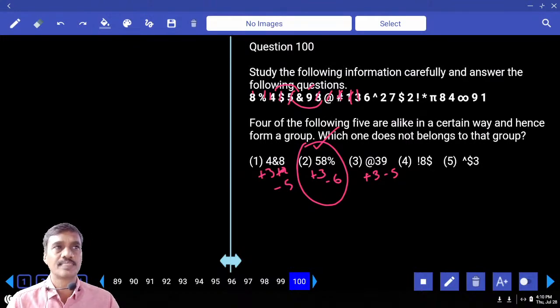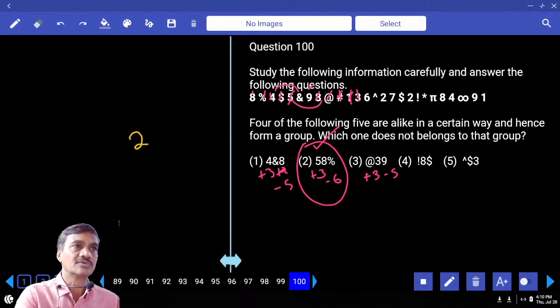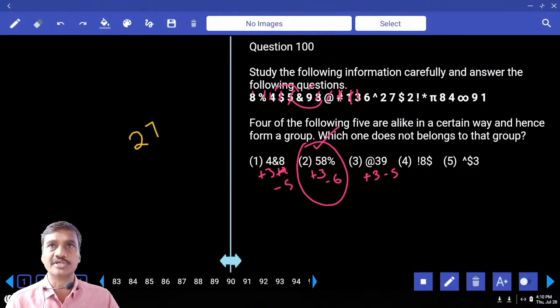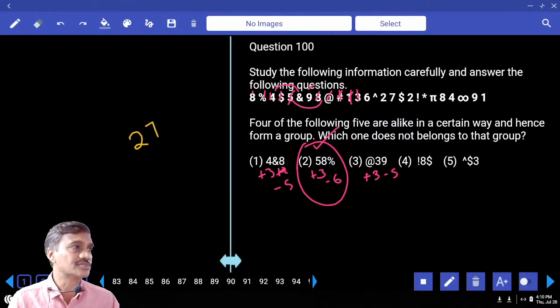Question number 100. Clear? Now as of now we have done how many questions? 27 questions. And all these 27 questions come under the first priority. Now we were left with 8 questions. What are those 8 questions we are left with? One puzzle and followed by data sufficiency.